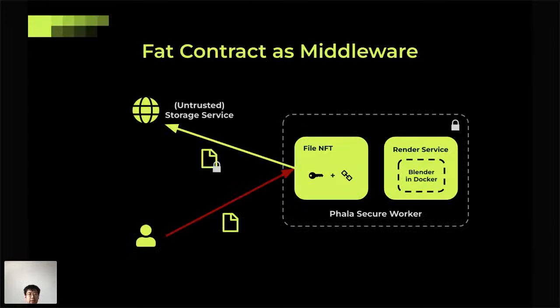And I think a very interesting use case is that we can use our secure workers, with so much computing power, to make it a real render service. This means we can run an existing open source renderer, like the open source one called Blender, in a Docker image, and we can use our contract to interact with it to do the rendering job.